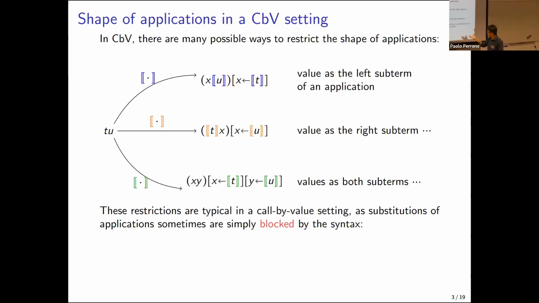These restrictions on syntax are typical of call-by-value settings, because substitutions of applications are sometimes simply blocked by the syntax. Let me show you an example. Imagine that we only have values as subterms of applications. Now we have an application xy and want to substitute the application dw for x. Essentially what we should get is a term like this, but this is not allowed by the syntax, so this is just not possible. What I mean is that sometimes you have a restricted form of syntax, and this gives you a natural way to design reduction.